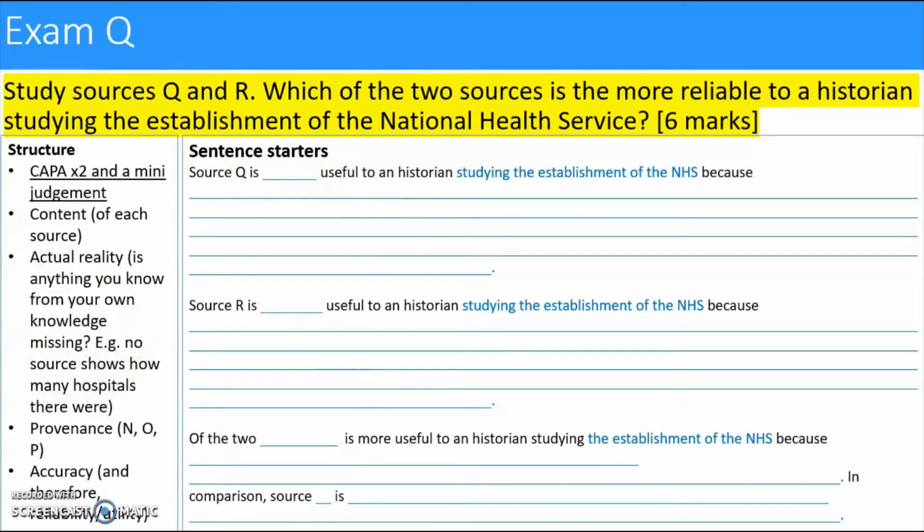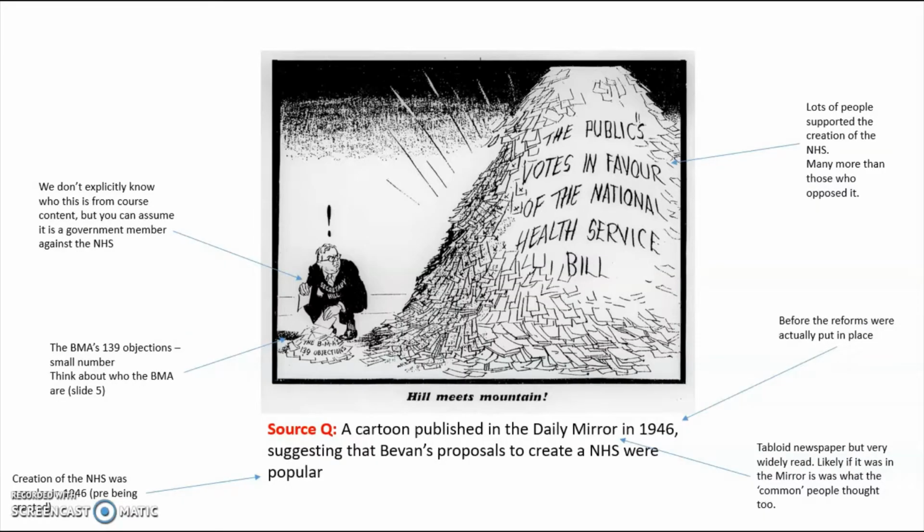So if we look at source Q, we've got a cartoon. I've said this to you guys before, but it is possible, probable, that you will have a picture as one of your sources. It's fairly easy to analyze a picture, but you have to almost be obvious about what you're saying. So as you can see, I have made some comments about it that I want you to be thinking about when you answer the question.